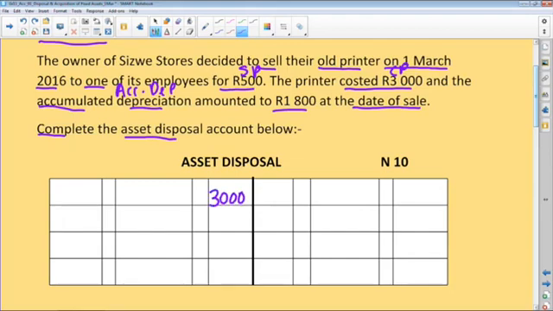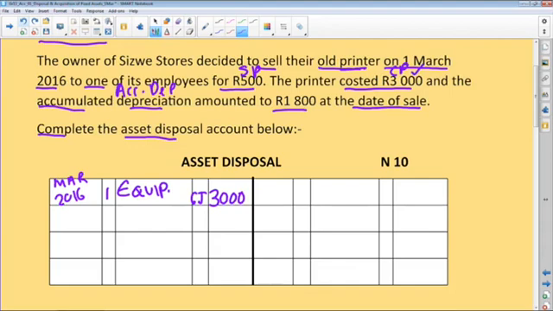So on the debit side of this account, the cost price, 3,000 Rand. There would have been an entry in the general journal. The other account affected would have been not vehicles, let's just erase that. Selling a printer, so the other account affected will be equipment. This sale is taking place on the 1st of March 2016. Okay, so I've recorded my cost price.